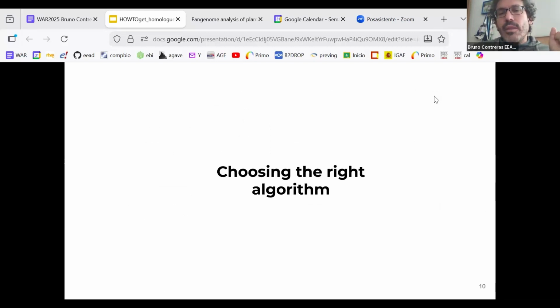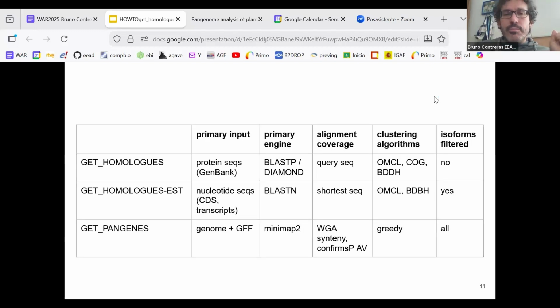Okay, so we are already half time, more or less 15 minutes. I'm going to now spend the rest of the talk, the remaining 15 minutes, presenting what applications these three tools have. And for that, in each case, you need to think about the problem you have at hand and which is the right algorithm for you. So this table is a very broad summary of the three tools, with the main features.